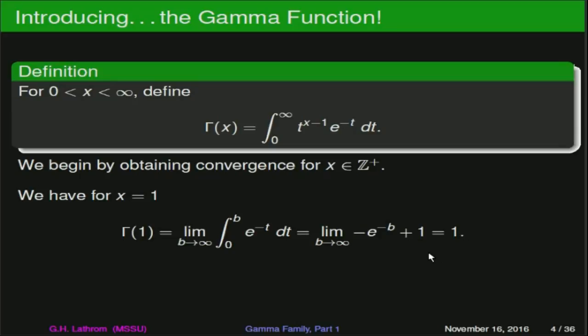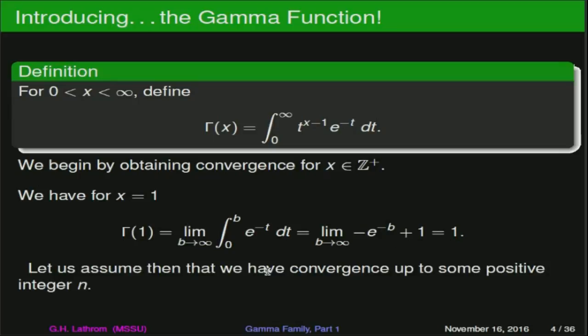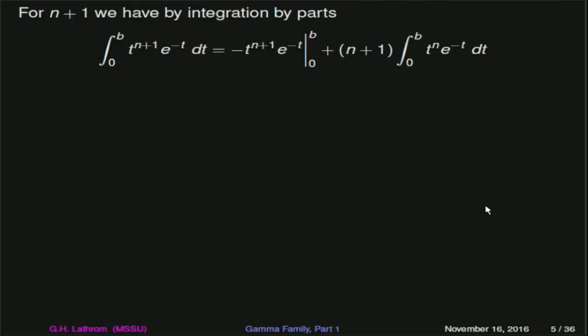Now we're going to perform this part of our discussion using the principle of math induction, so we need an induction hypothesis. We'll assume that convergence holds up to some positive integer n. Let's perform an integration by parts on our gamma function. If we let u be t to the n plus 1 and dv be e to the negative t dt, then we perform integration by parts and we get an expression that looks like this.